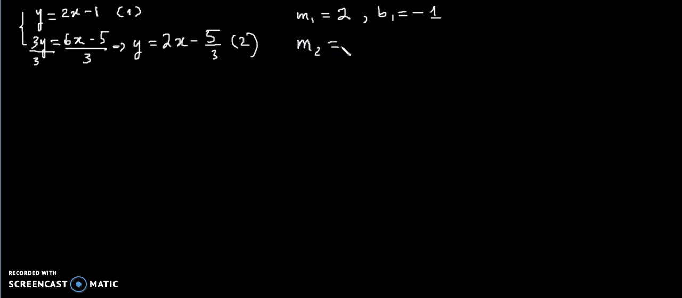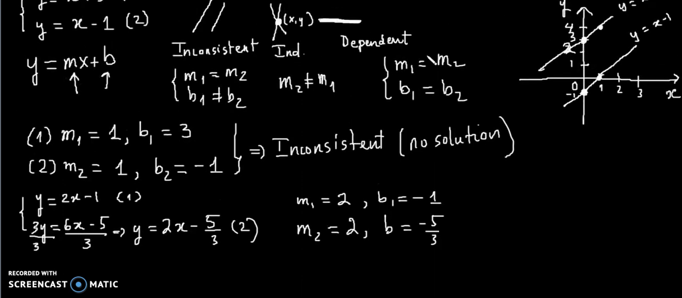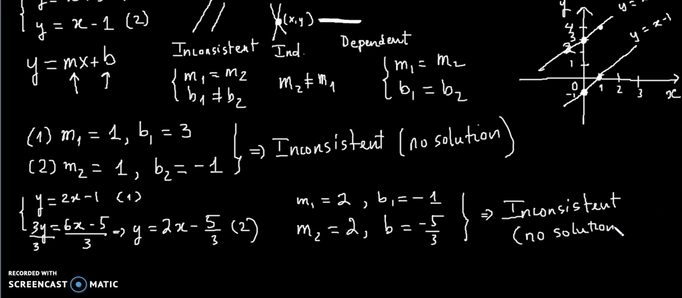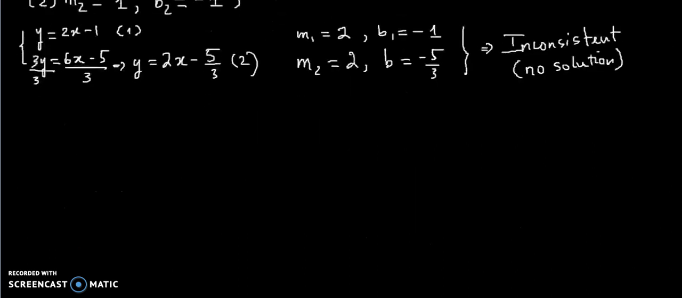The same thing with slope for the second equation. We have 2 and b equal to -5 over 3. Again, we have the same slope and different y-intercept here. So same slope, different y-intercept. Conclude that the system is inconsistent. Inconsistent. Again, this means it has no solution. Alright.